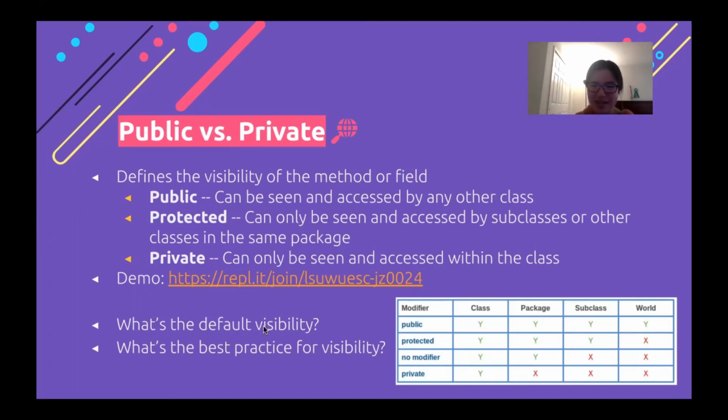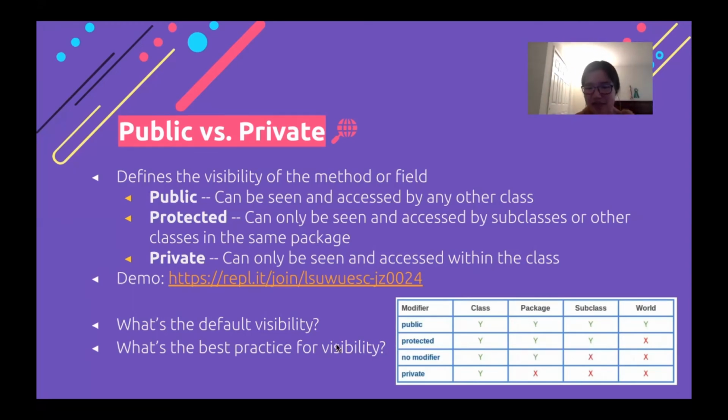Before we get onto a demo, I just want to talk about what the default visibility is, because the default visibility, if you don't add a public or private keyword before the variable, is a little bit mixed. Java calls it package private, which means it can only be accessed by the class and classes within the same package, but not any subclasses or everything else.